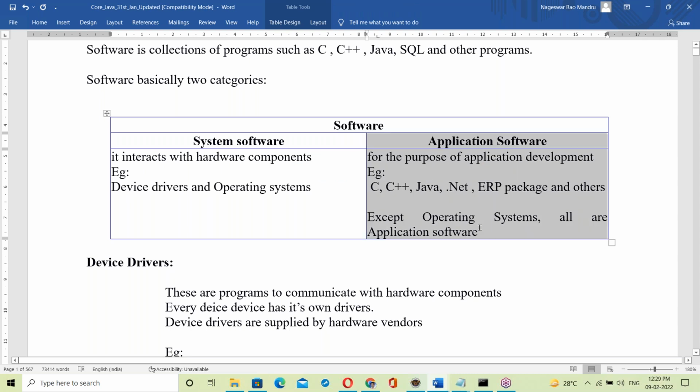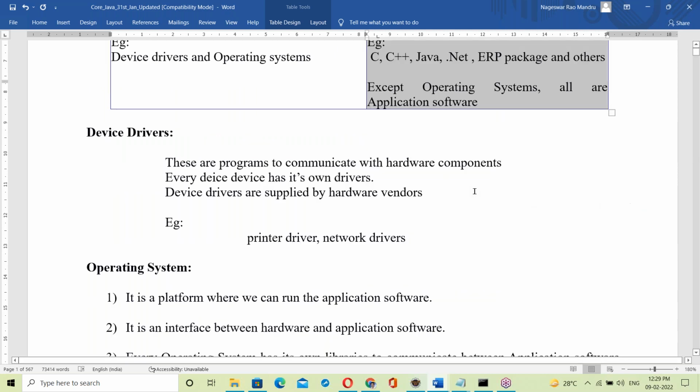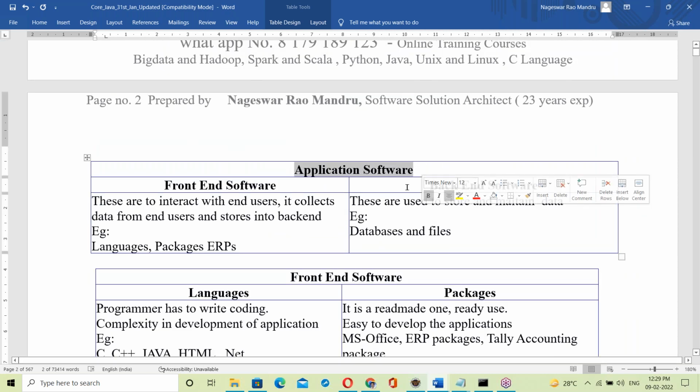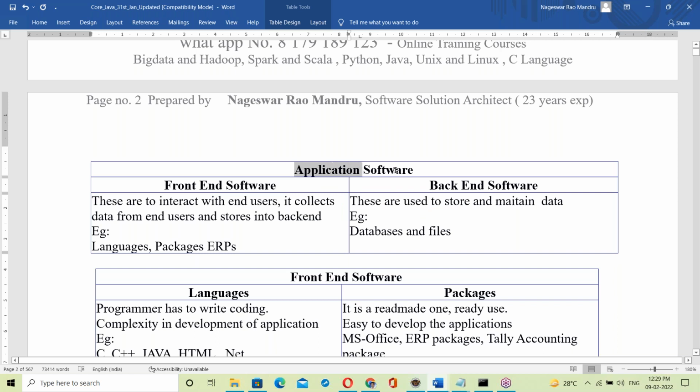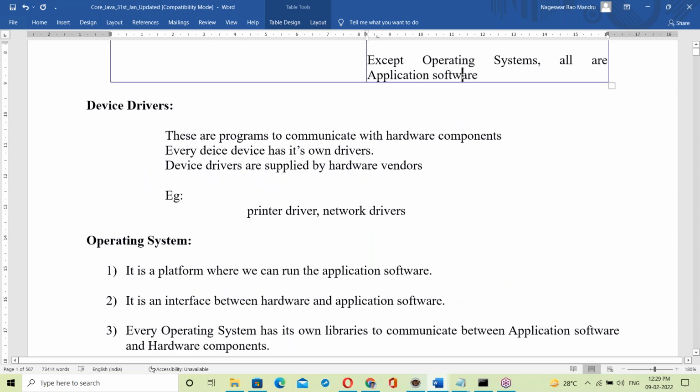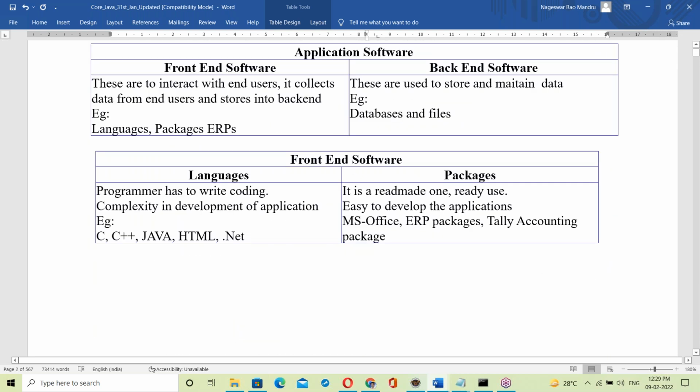See, Java is application software. So our topic is application software. Application software basically has two categories: front end and back end. Application software is for the purpose of application development. Except the OS, all are application software. Now Java is application software, so let us move to application software.